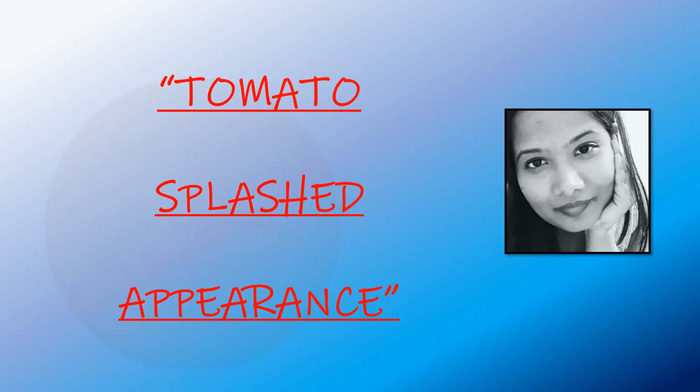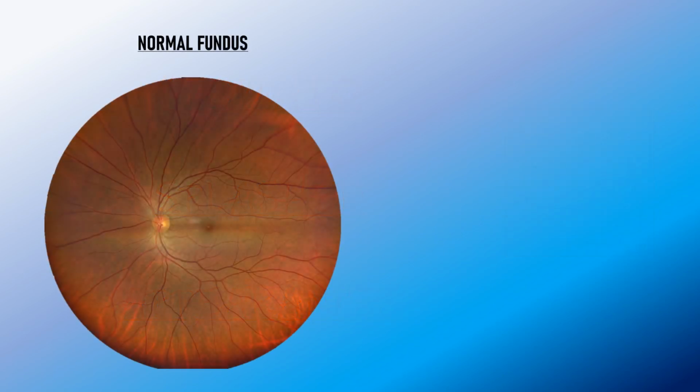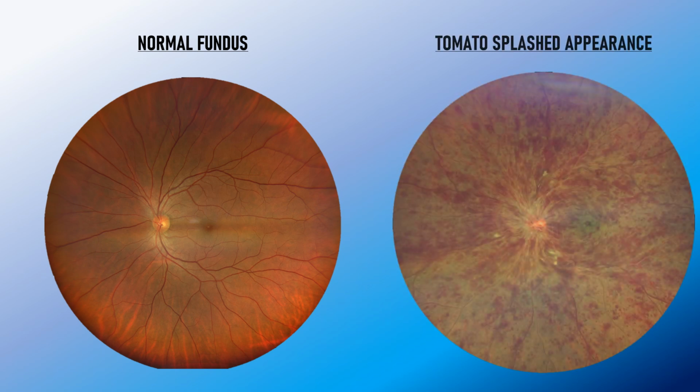So let's begin. So this is what a normal fundus looks like. Fundus refers to the back of the eye as seen from the pupil, and the back of the eye is lined by retina. So this is what a normal retina looks like. And this is the picture of tomato splashed appearance.